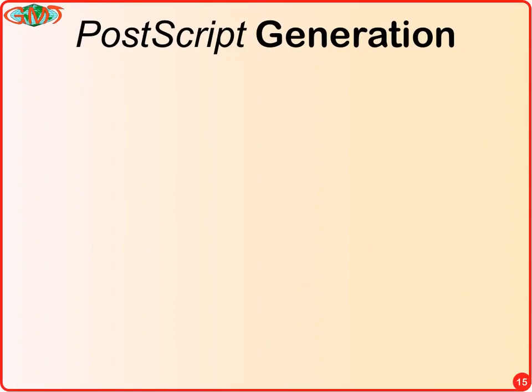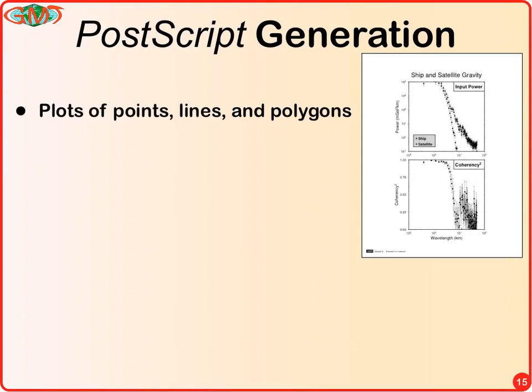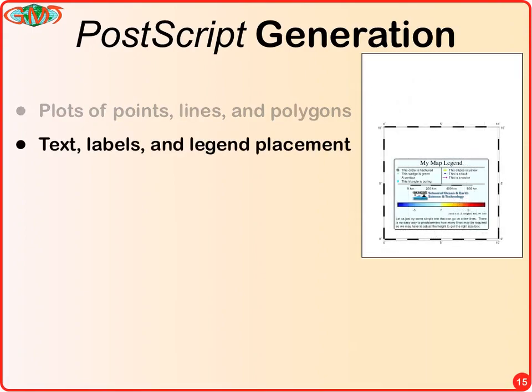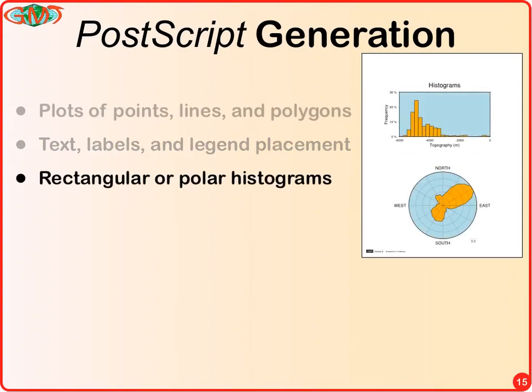As I mentioned, GMT uses PostScript. PostScript is a programming language. It has a lot of knobs at the low level to affect your plot. And we want to get access to some of those things because that's where some of the beauty in plots can be enhanced. We can obviously plot points and lines and polygons. Text and labels and legends can be placed on maps in various forms. These are just quick examples. We can do histograms of various types.